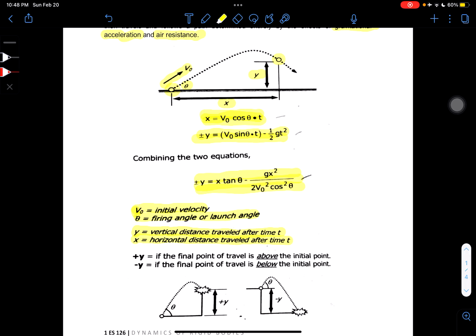So positive y if the final point of travel is above the initial point. You can see this in our illustration or diagram. So we use positive y if our object travels and our final point is above. Negative y if the final point of travel is below the initial point. So if it is below, therefore we use negative y.